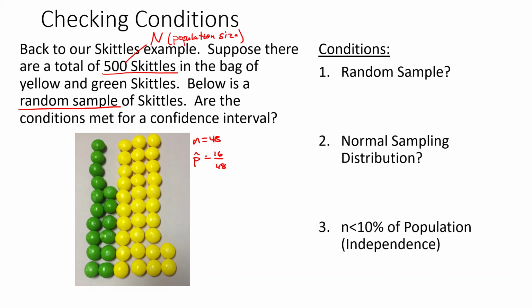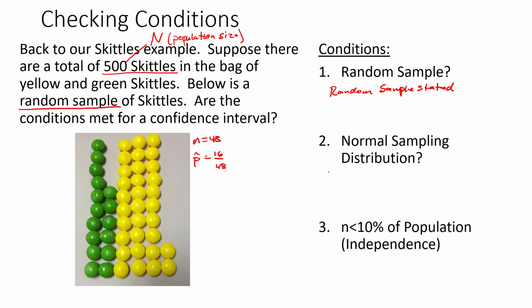All right, so the first condition is, did we take a random sample? Well, yeah, it's stated. So we would write "random sample stated." And we just go ahead and underline it in the question. But we're saying it's stated here. They give us that information.